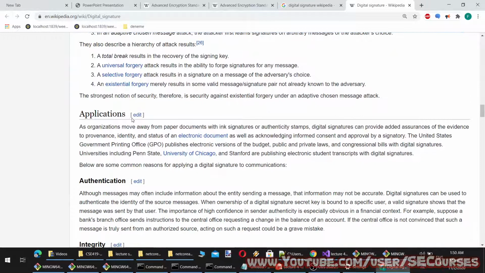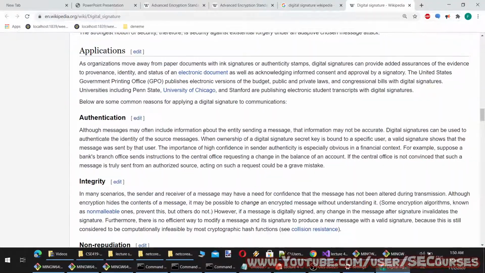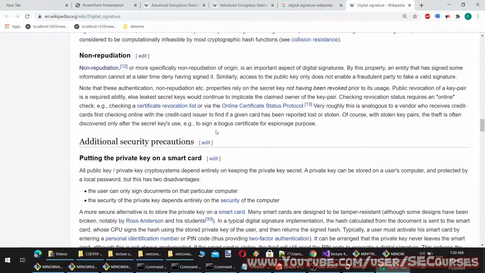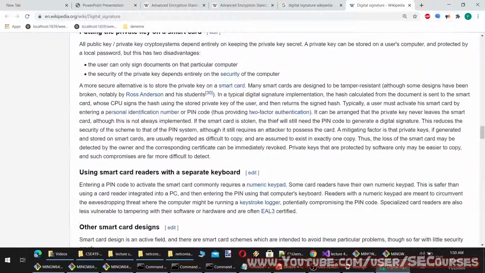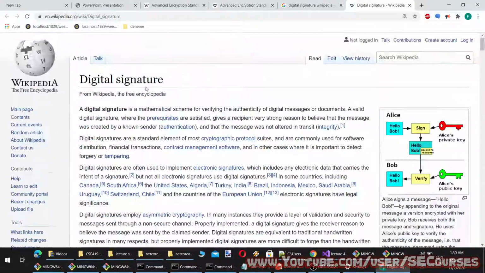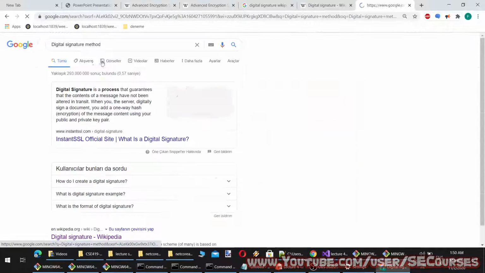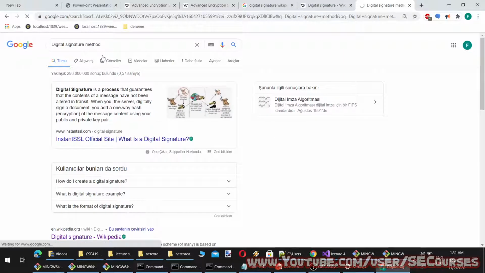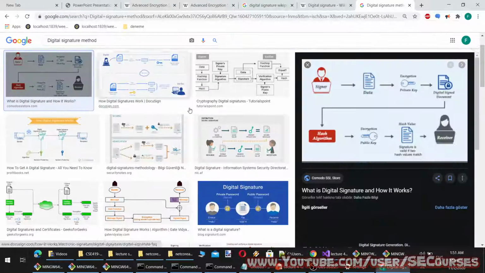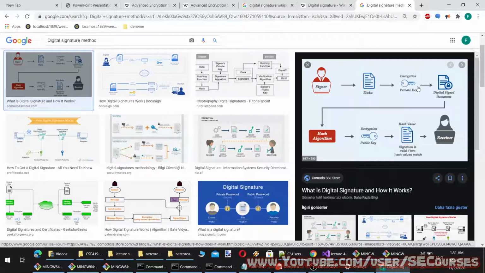There are also notions of security, applications, authentication, non-repudiation, and such. You can read about them at home. And perhaps there can be some images. So: signer, data, encryption with private key, digital signed document, hash algorithm, decryption with public key, hash value. The signature is valid if the two hashes match at the receiver.